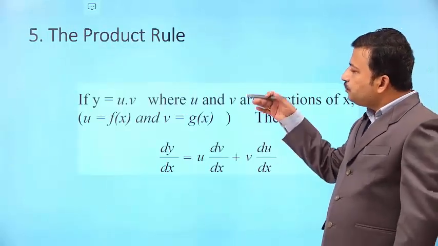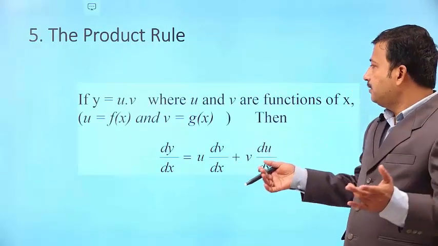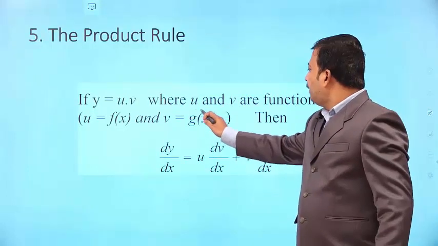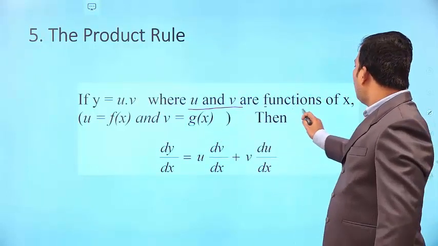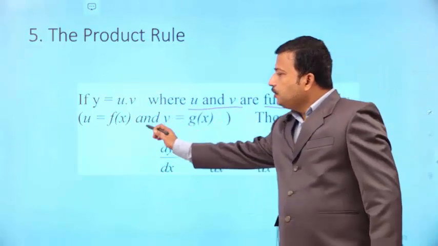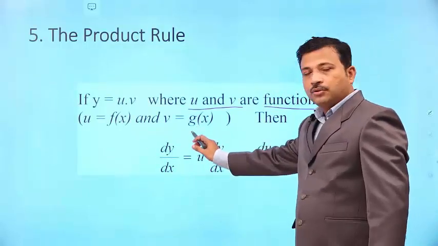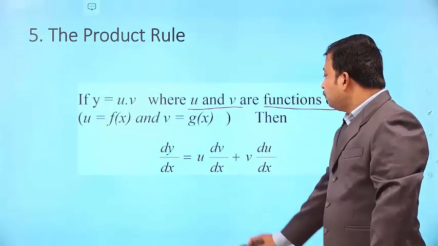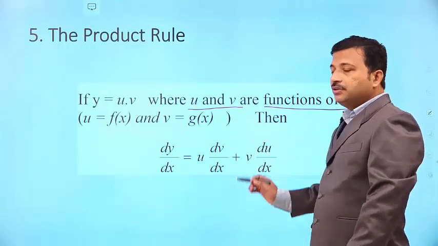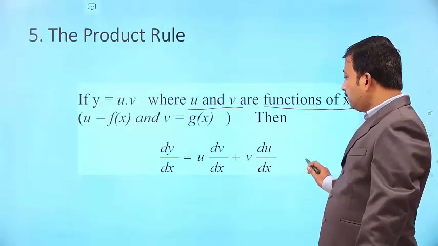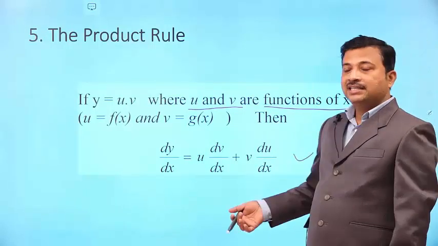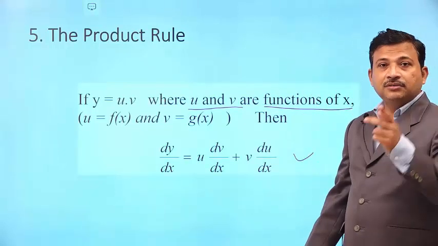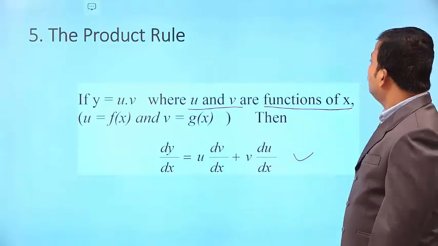If y is equal to u into v, previously we had plus or minus, now u into v, two functions multiplied together, where u and v are functions of x. Then u equal to f of x and v equal to g of x, then what will you do? So dy by dx equal to u into dv by dx plus v into du by dx. Already you know this one. Or you can write u into v dash plus v into u dash. You are habituated with this, right? Is it clear?